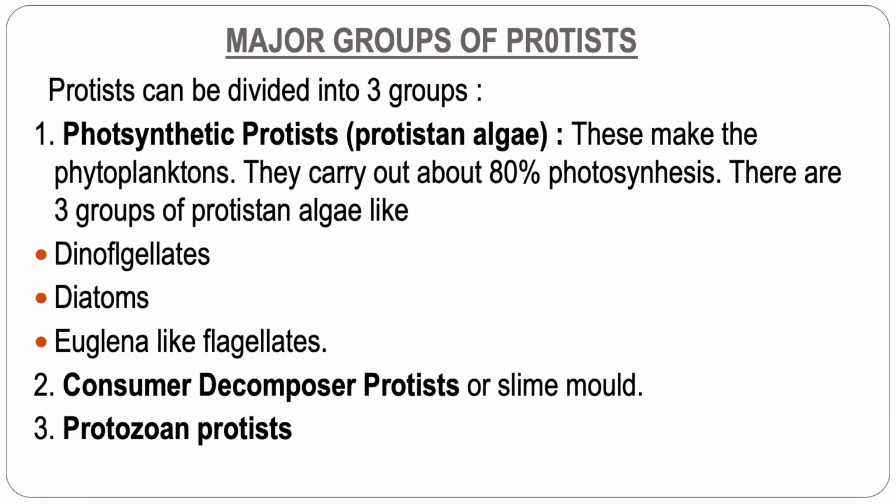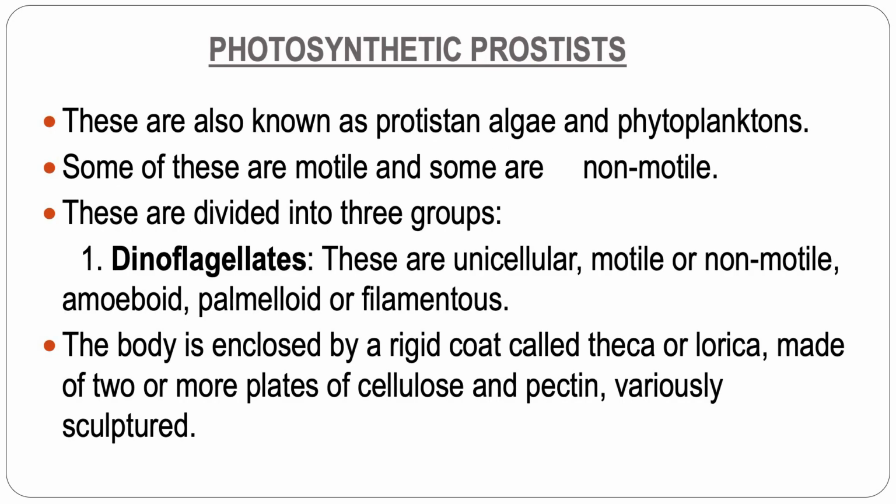The second type of protists are the consumer decomposer protists, or we say slime molds. The third type of the protists we shall say as the protozoan protists, and let us come to the photosynthetic protists. These are also known as protista algae or phytoplanktons. Some of these are motile and some are non-motile.